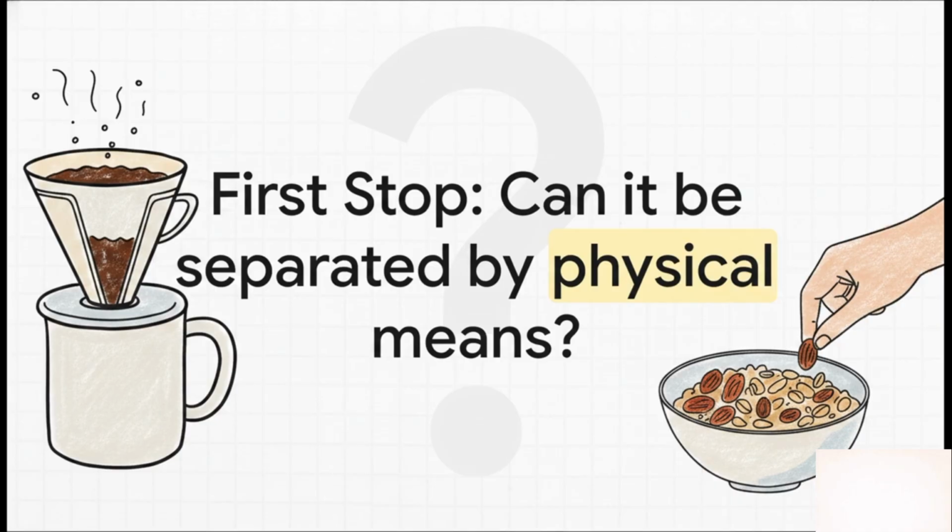What does that even mean? Well, think about picking the raisins out of your trail mix. You're not changing the raisins, you're just sorting them. Or filtering coffee grounds out of water. That's a physical change. You're not changing the fundamental stuff.